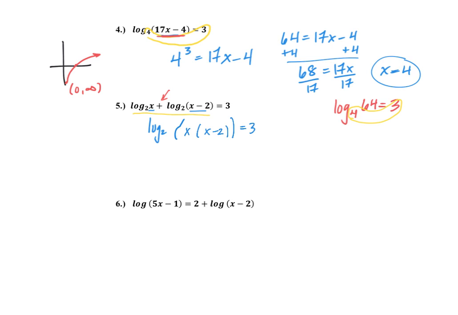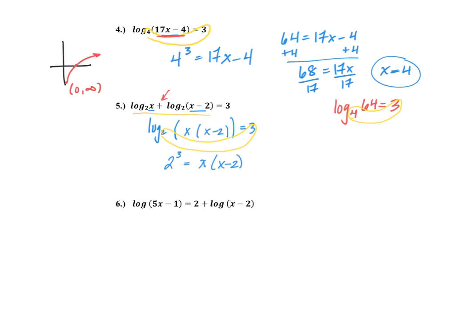Now, my setup there is very similar to what I had in example number 4. In example number 4, I had a single log that I switched to exponential. So what did I do in 5? I took those 2 logs and combined them and wrote it as a single log. Now I'm going to switch it to exponential form. I have my base, which is 2. So I'm going to write this as 2 cubed because I have my base to my exponent. Again, remember logs are always exponents. And that is equal to x times the binomial x minus 2.